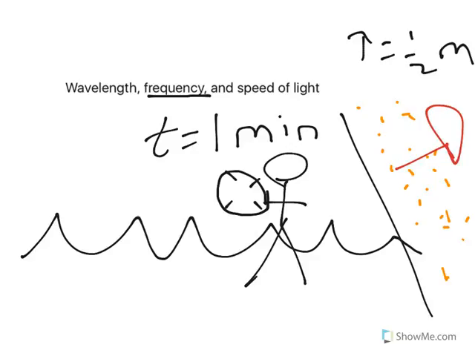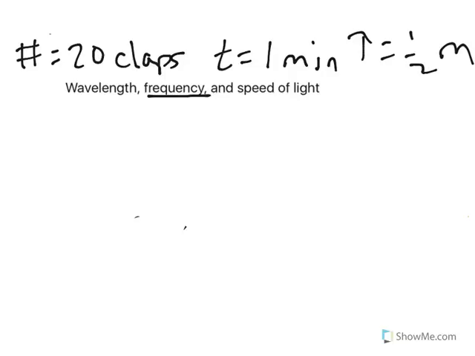Keep clapping, counting the number of waves that hit you in 1 minute. So you press go on your stopwatch, and your goal is to count the number of waves that hit you. And let's say in a time of 1 minute, you counted 20 waves that hit you. So let's clean up our page. In review, we measured the length of the waves and we obtained 1/2 meter. And then in 1 minute, we used our stopwatch and we counted 20 waves that hit us.